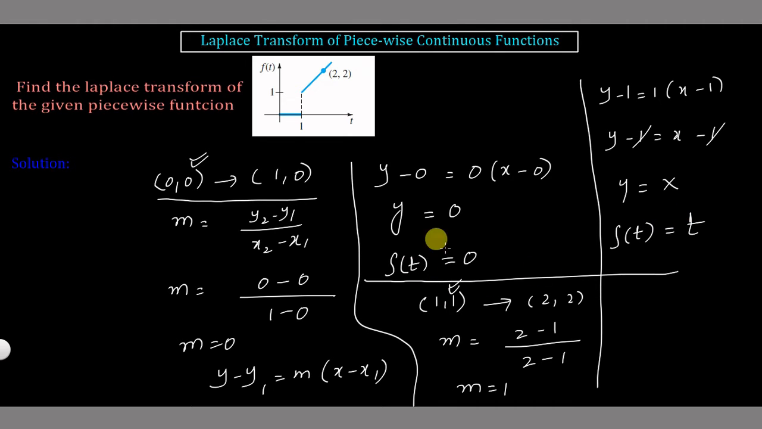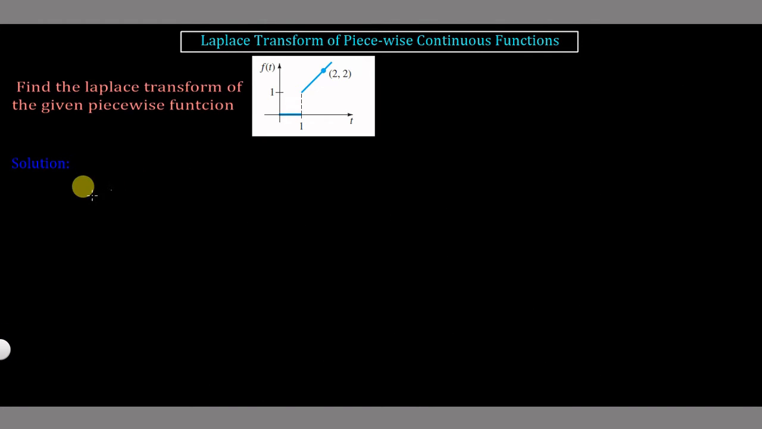Now we have constructed the equations of these two blue lines, and now we will represent this function as a piecewise function, and that piecewise function is f of t. The value is 0 from 0 to 1, and the value is t if t is greater than or equal to 1. Now this is our piecewise function which we have extracted from this diagram, and now we will find the Laplace transform of this particular function.